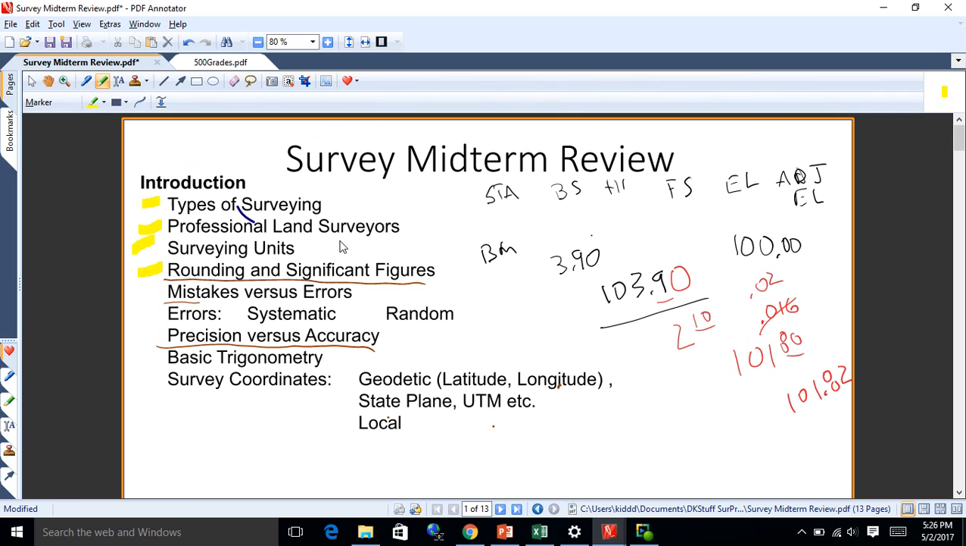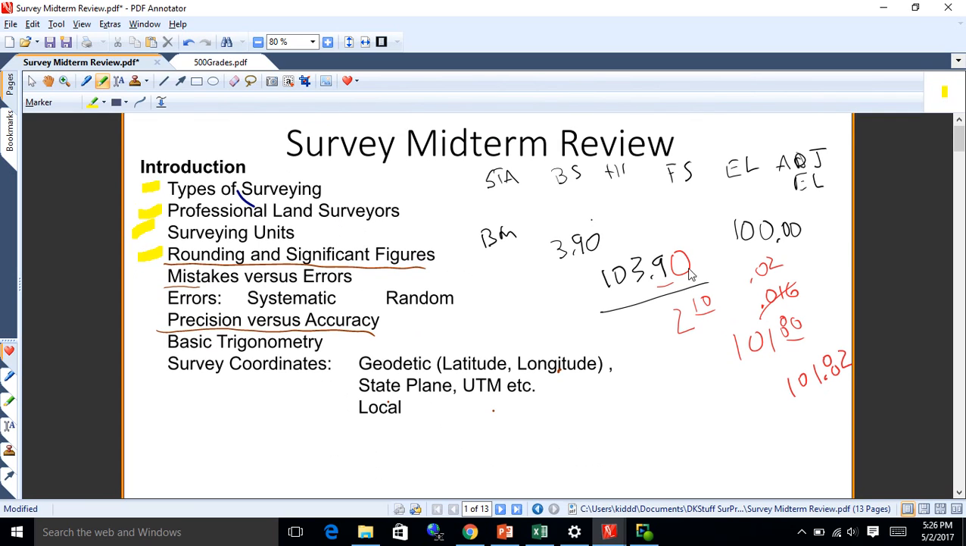All right, now the first thing is, as shown right here, if you're doing a level loop, if you've got a benchmark of 100.00, you take a backside of 3.90 on it, you should report that HI as being 103.90 because you shot it to the 100th. So it's important that you have that 0 on it. You would not do it as just 103.9, okay? That's not using enough significant figures. And as I mentioned in class, surveyors take this stuff kind of seriously. So we want that to be 103.90.